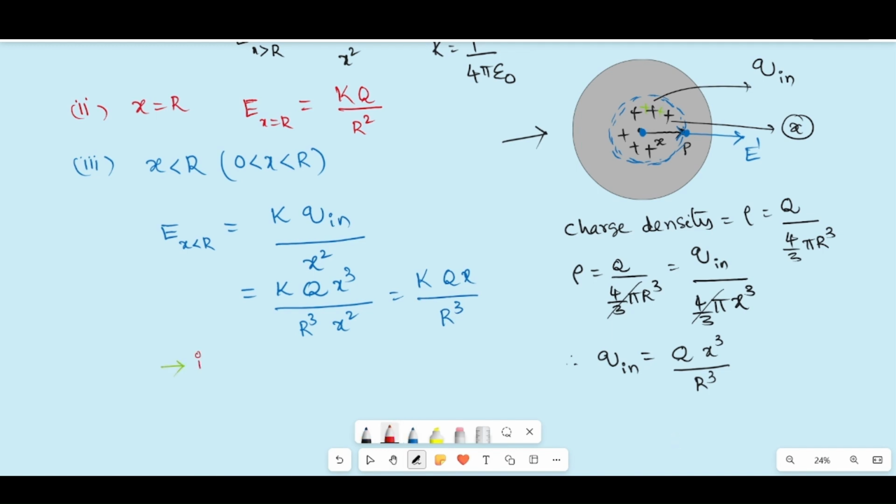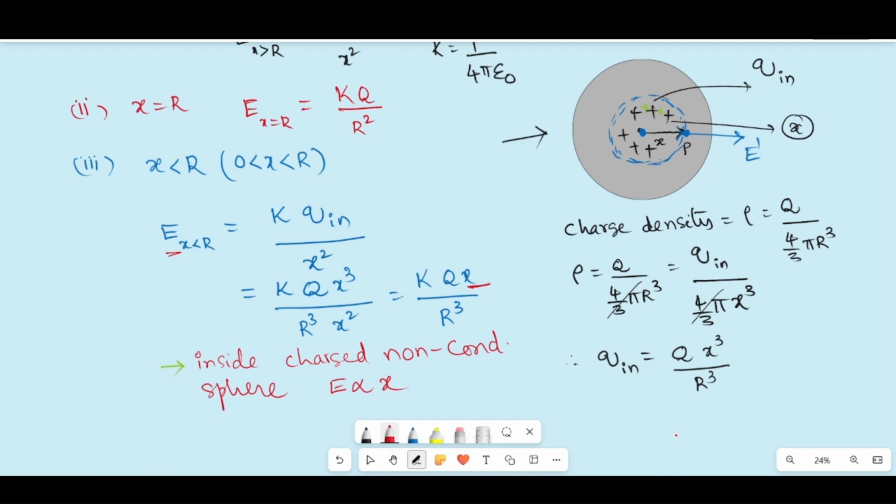Inside a charged non-conducting sphere, the electric field intensity is directly proportional to x. See here, because the remaining are constants, r, q, everything. Outside it is varying inversely proportional to the square of the distance.